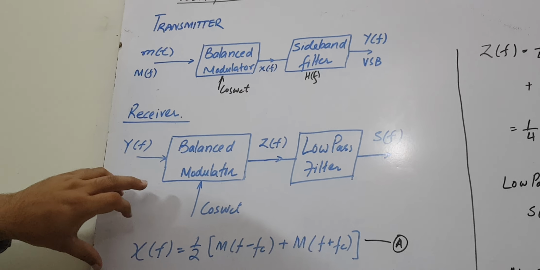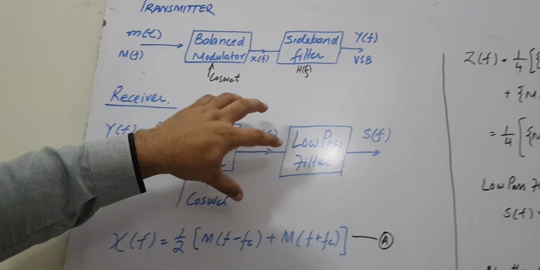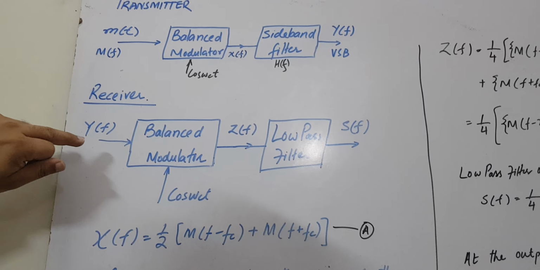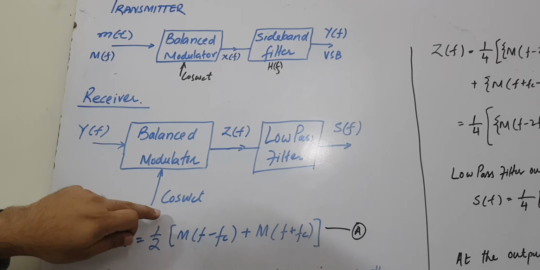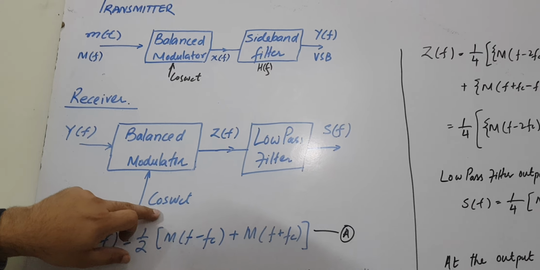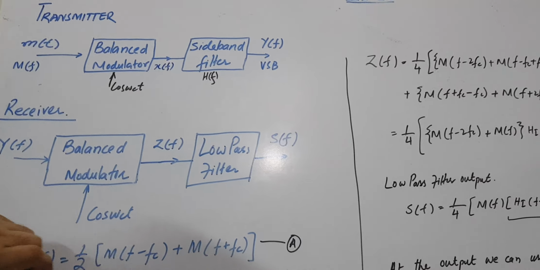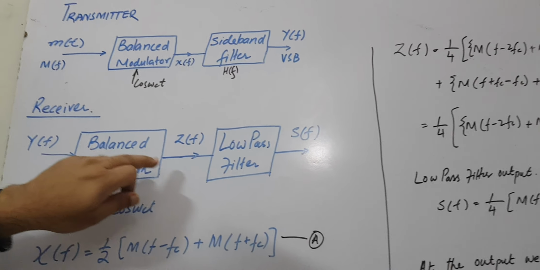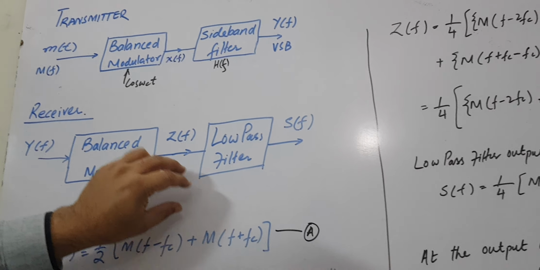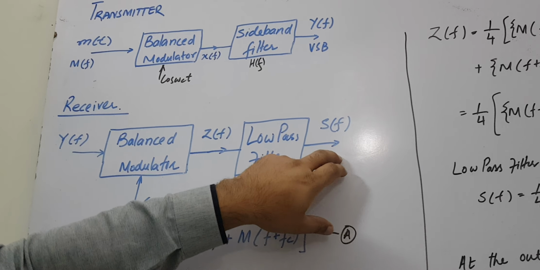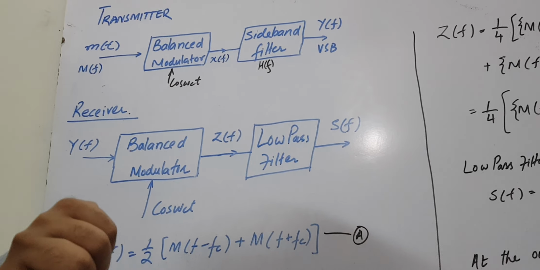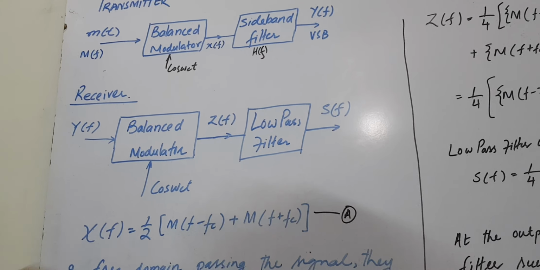On the receiving side, we again use synchronized detection. Synchronized detection means the balanced modulator followed by the low pass filter. So Y of f will be the input of the balanced modulator, along with the locally generated synchronized carrier signal cos omega_c t, and then the output of that is Z of f. You then pass that Z of f through the low pass filter, and you end up with the message signal, which is S of f, or you can say M of f.